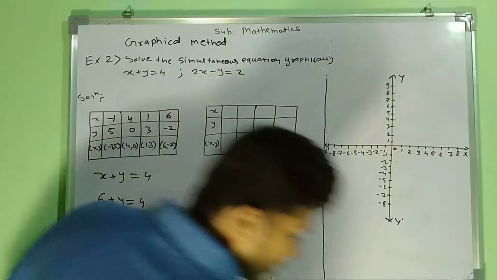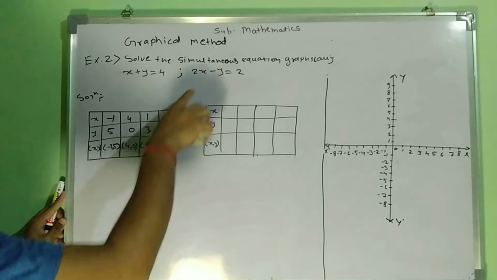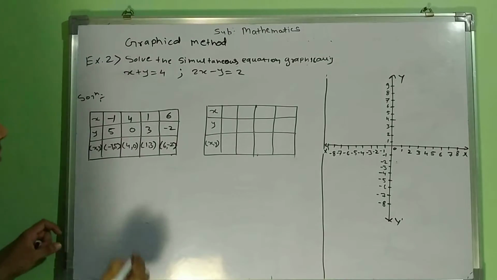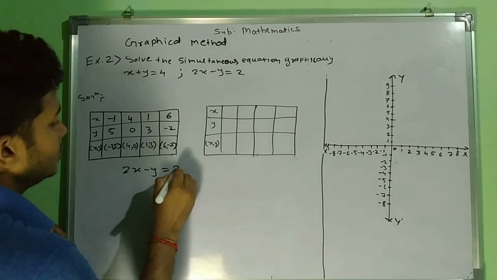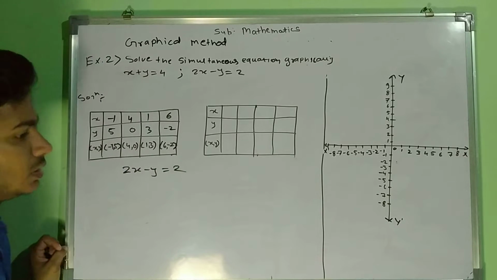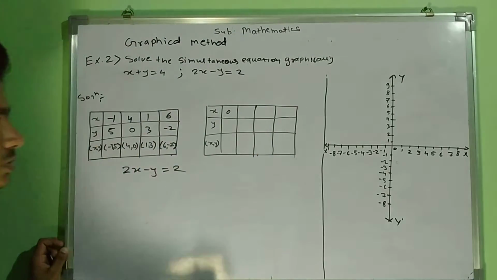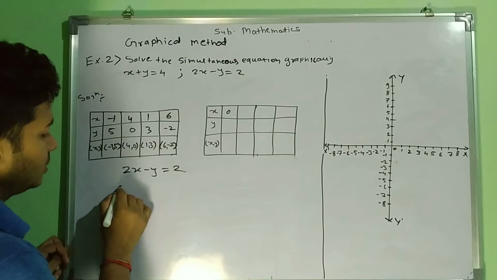Now we have to find the 4 ordered pairs for the second equation, which is 2x minus y equal to 2. So our next equation is 2x minus y equal to 2. Now here we are taking the value of x as 0. You can take any value. So suppose we are taking the value of x as 0. So put the value of x as 0 over here.